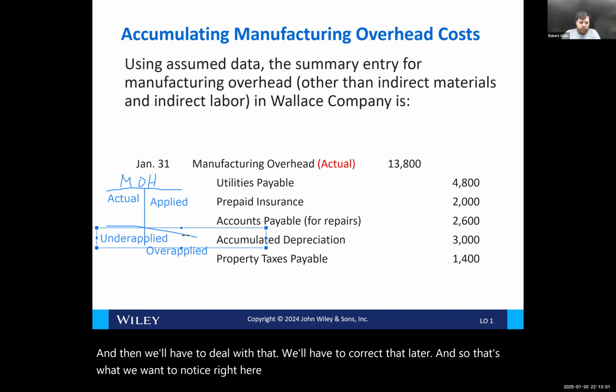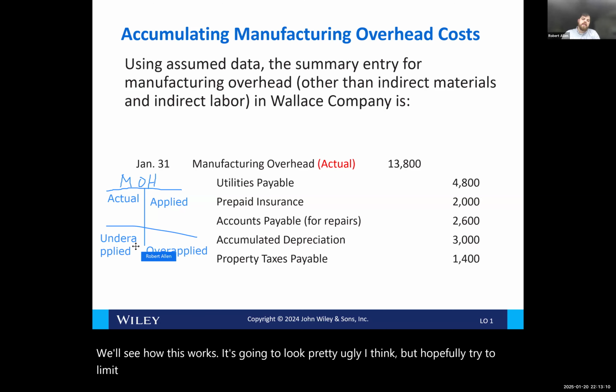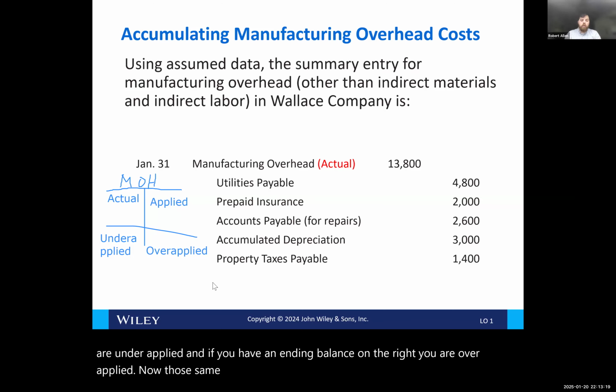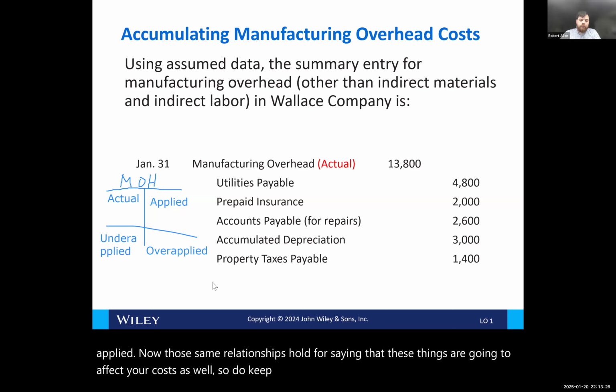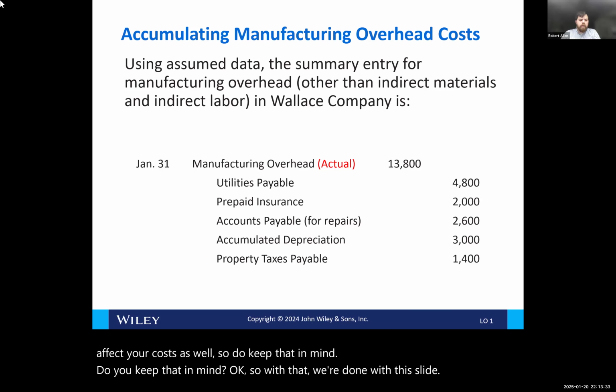So I'm going to try to clean this up just a little bit. We'll see how this works. It's going to look pretty ugly, I think, but hopefully try to limit some confusion here. So we can see if you have an ending balance on the left, you are under applied. And if you have an ending balance on the right, you are over applied. Now, those same relationships hold for saying that these things are going to affect your costs as well. So do keep that in mind. Okay, so with that, we're done with this slide. And we can move on.